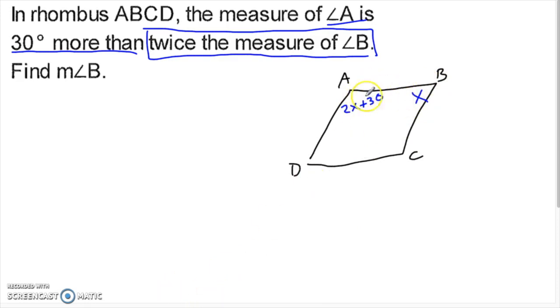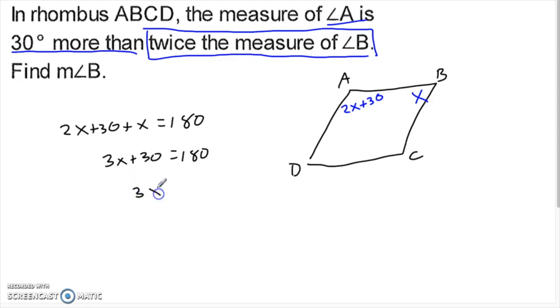What do I know about these two angles? Well, a rhombus is a parallelogram. And one of the properties of a parallelogram was that consecutive angles were supplementary. So I can come in here and say 2x plus 30 plus x equals 180. That's 3x plus 30 equals 180, which means 3x is 150 and x is 50. Now they didn't ask me for x, they asked for angle B, but angle B is x, so that's the answer I'm looking for. Angle B is 50 degrees.